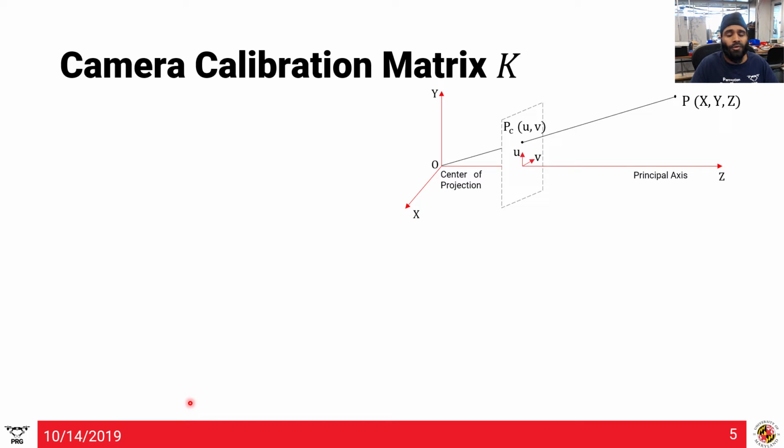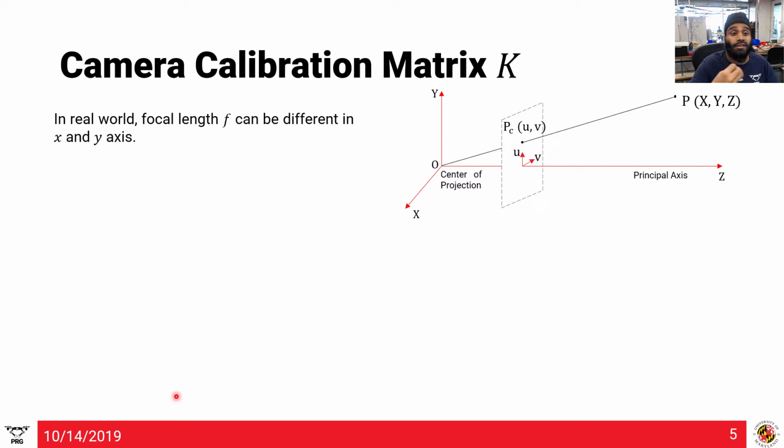One more important thing is that this assumes my focal length is the same in the x and y directions, which might not be the case. My lens might have a different focal length in the x direction and a different focal length in the y direction. In practice, these are similar. So let's say, for example, the value of fx is 100. The fy would most likely be somewhere between 95 and 105.